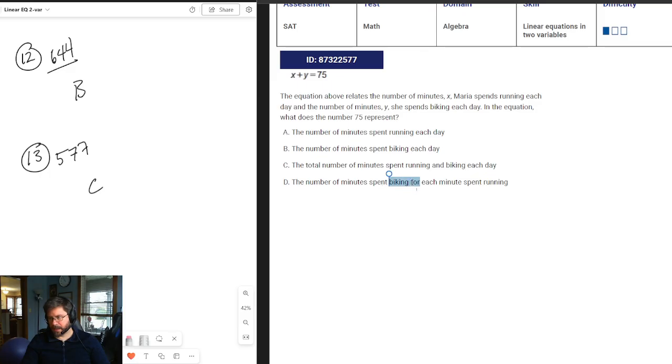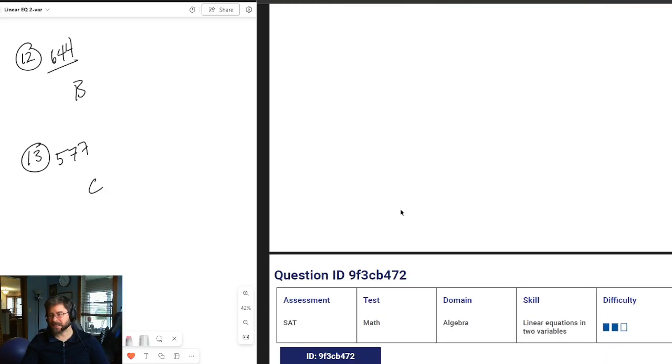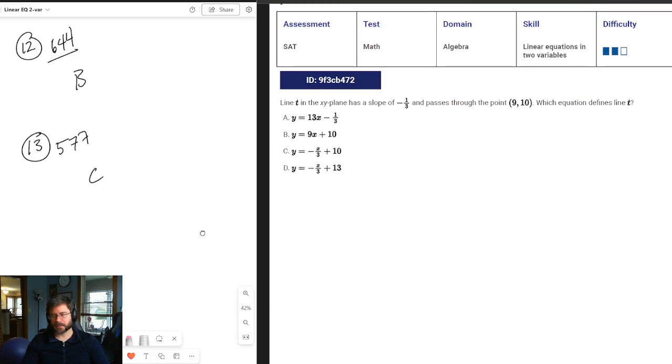Number of minutes spent biking for each minute spent running, that would be like a slope kind of thing. That's not quite what we have there. That's setting up a ratio.